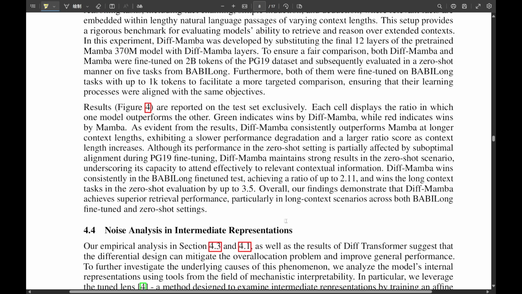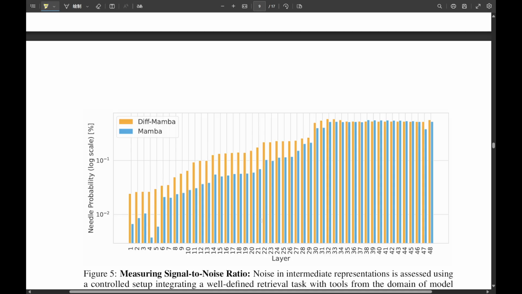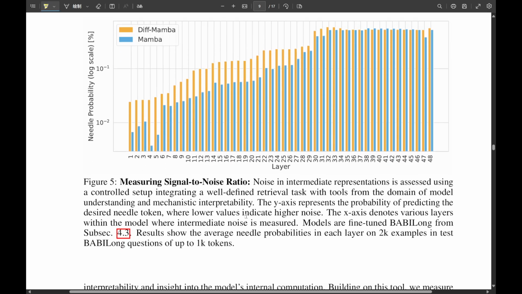So what happened when they tried to scale this up? Did the benefits hold for bigger models? And what's the really big takeaway here about this differential design idea?